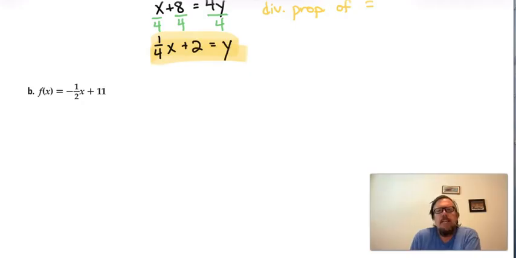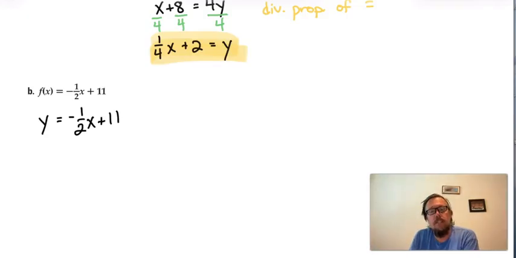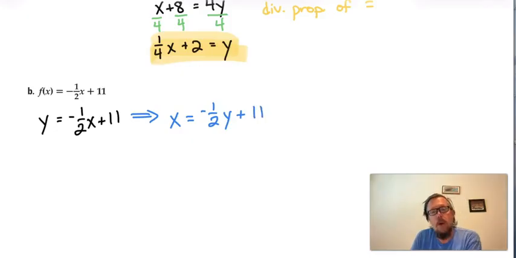f of x equals negative 1/2 x plus 11. First thing we do, replace the f of x with y. y equals negative 1/2 x plus 11. And then the definition of inverse is switching the x and the y. So to write the inverse equation, we first switch x and y. So instead of y equals, it's x equals. And instead of negative 1/2 x, it's negative 1/2 y plus 11. And now we solve it for y.